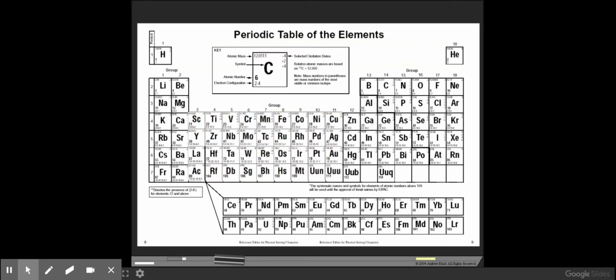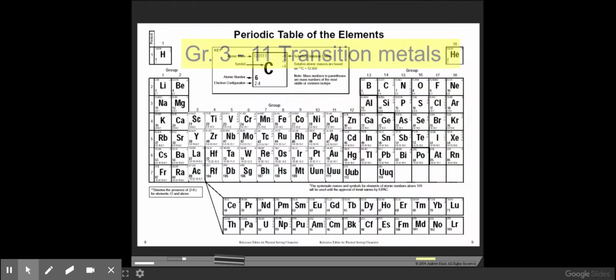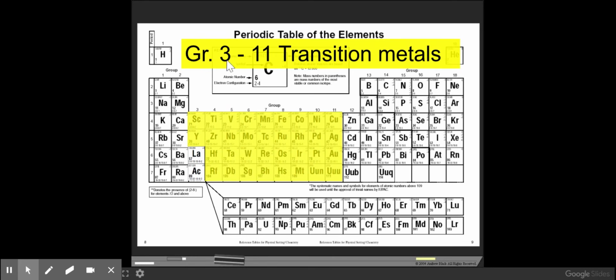On your reference table, you will see that there is a table based on metal reactivity, and the most reactive metals are up here, and the least reactive go down here. So like lithium, rubidium, potassium, they're all in groups 1 and 2. Groups 3 through 11 are considered to be your transition metals.